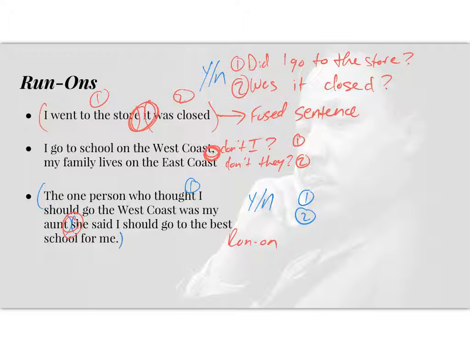So that's how those tests work. You can either turn them into the yes-no question, or you can use a tag question. But if you're not sure if a sentence is a run-on or not, that's how you test it. Try turning it into a yes-no question or a tag question. And the reason we do that is so then we can start worrying about how to fix them. And there's 4 basic ways to fix them.